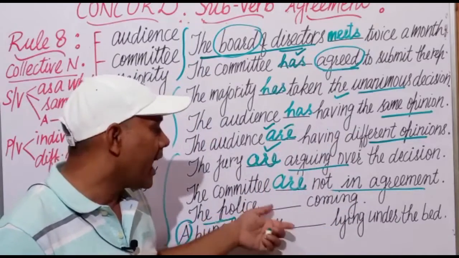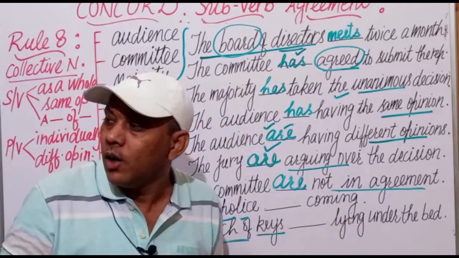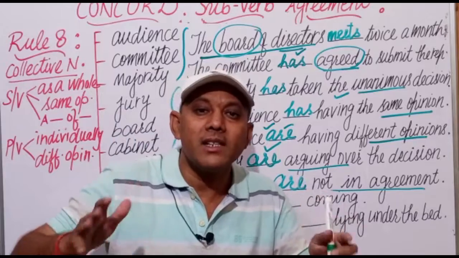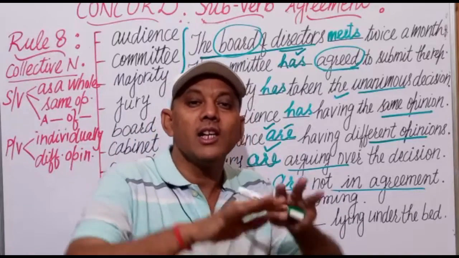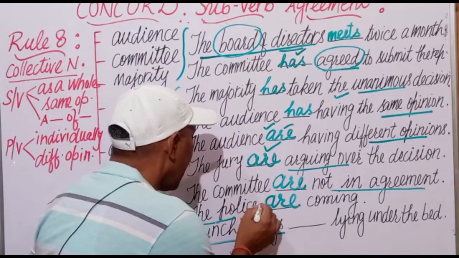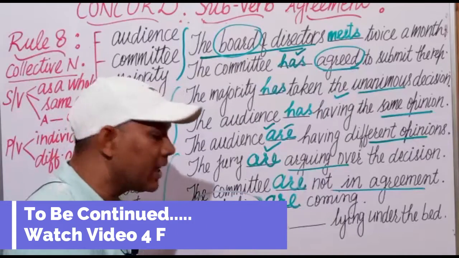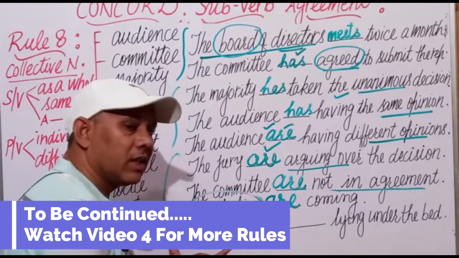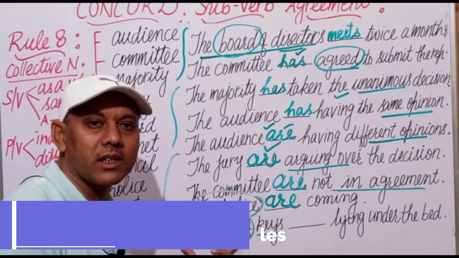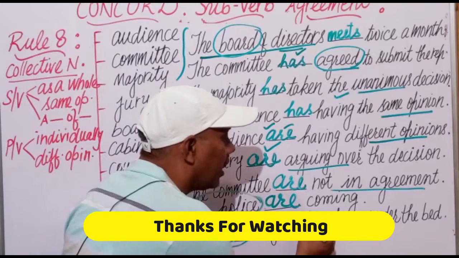The police dash coming. The police run. Two thieves are talking and they say run, the police are coming. Because not a single policeman, the police is used as a collective noun. There are so many members. The police are coming. Here they are coming individually. And next is a bunch of keys. Here this phrase, a bunch of, a collective noun, has made it a singular subject. So we shall use a singular verb. A bunch of keys is lying under the bed.